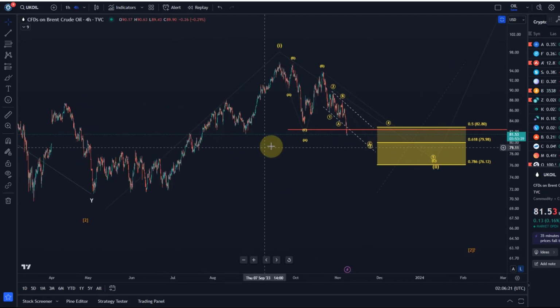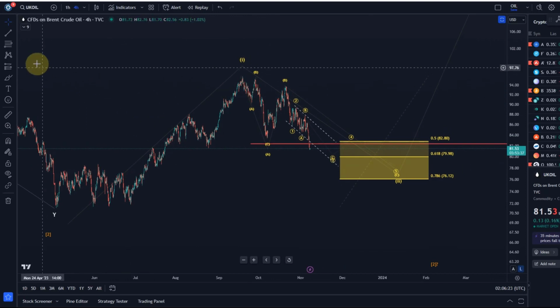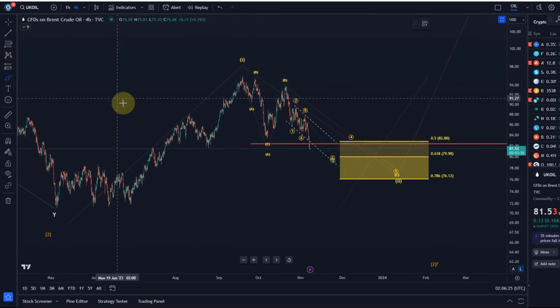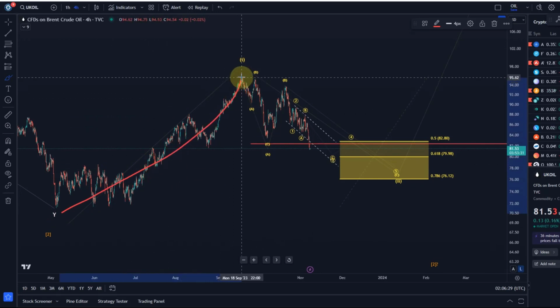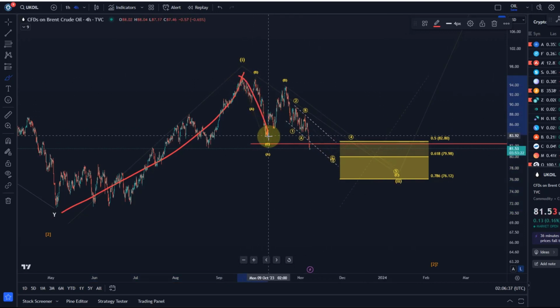So the idea, as explained, has been that we had a potential 5-wave move here to the upside into the September highs, and that since then we have been in a correction. So we had 3 waves down in a wave A. Then we had a corrective B wave rally, and we are now in the C wave to the downside.